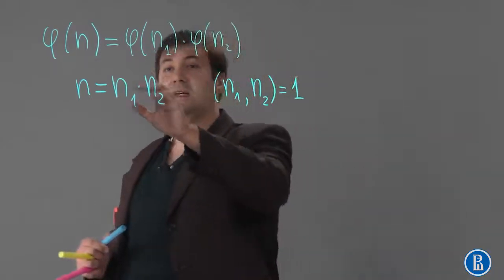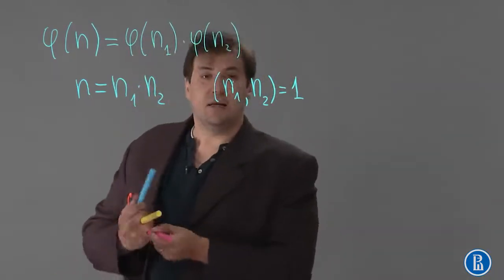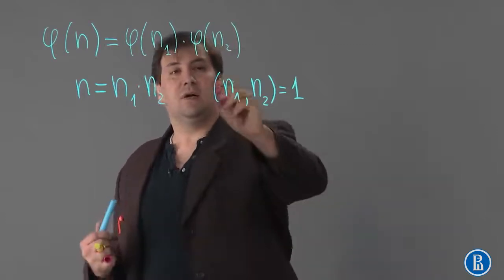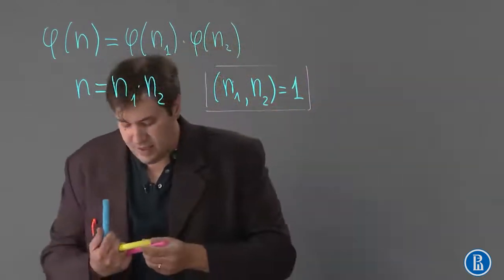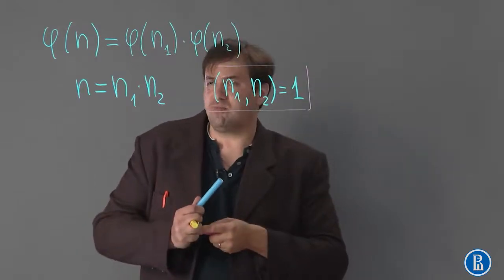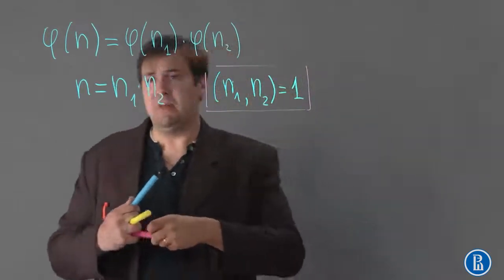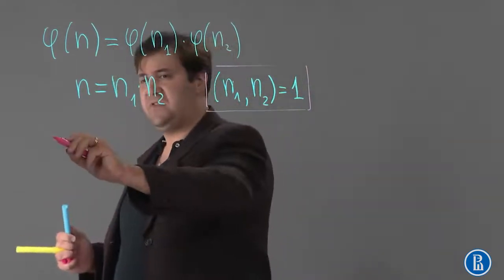So this holds only in case n1 and n2 are mutually prime. This is a very important condition. So let's consider an example. Well, say 15.